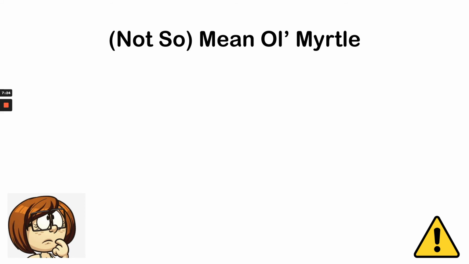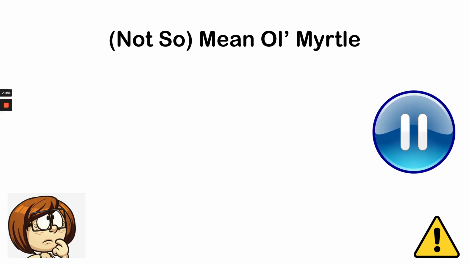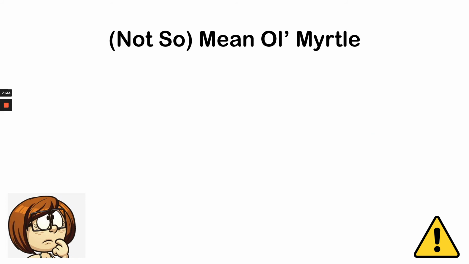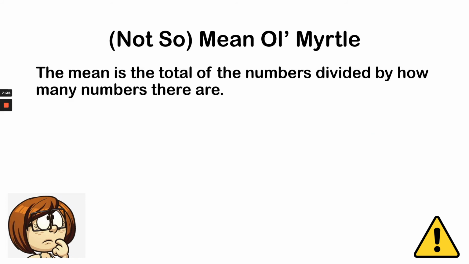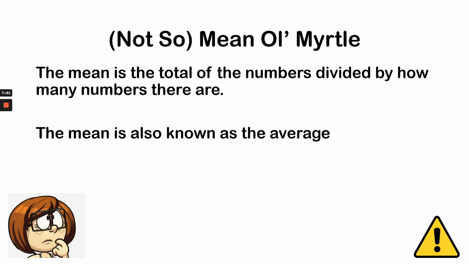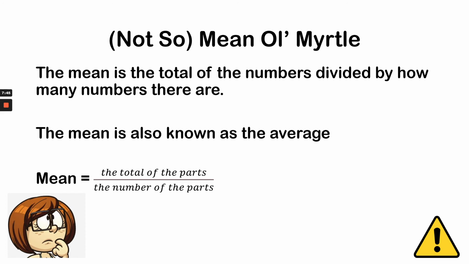I'm going to hide this. You're going to pause your video and you're going to write down anything you remember about the mean. All right, let's see what we've got. The mean is the total of the numbers divided by how many numbers there are. Well done if you've remembered. The mean is also known as the average. Mean is equal to the total of the parts divided by the number of the parts.